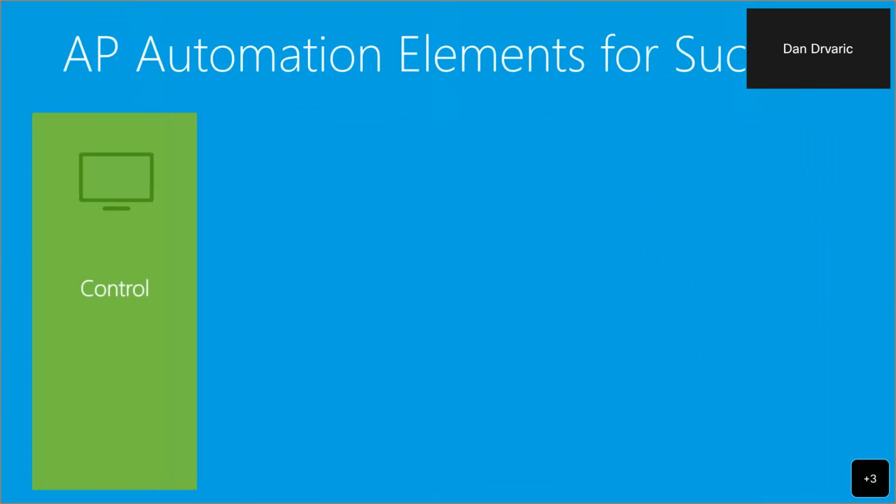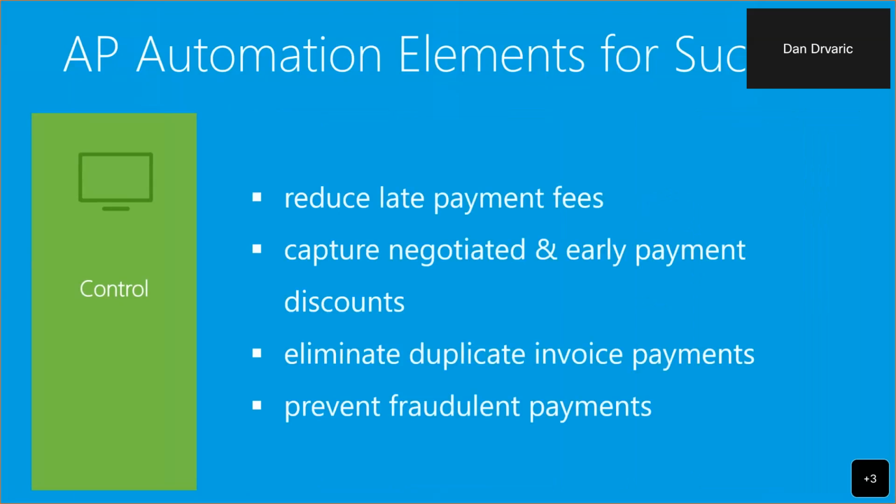Third is control. We want to control those documents. We want to know exactly where they are. We don't like paying late fees. In fact, we would rather take advantage of any discounts or early payment discounts that may be available to us, because again, those are dollars that fall straight to the bottom line. We want to eliminate duplicate invoices. DocLink can certainly help with that.